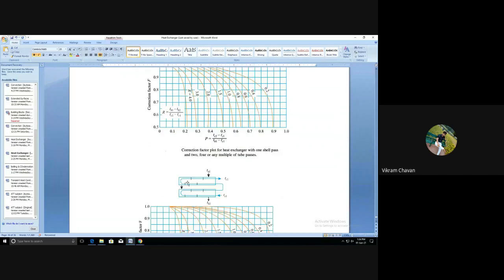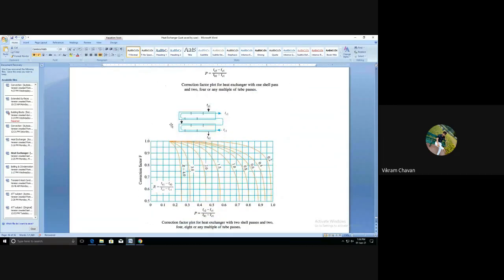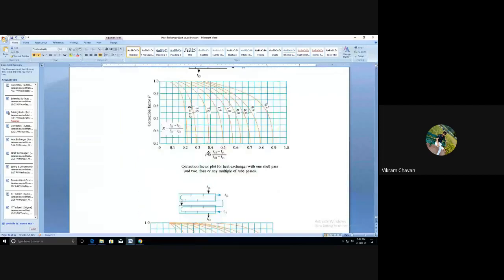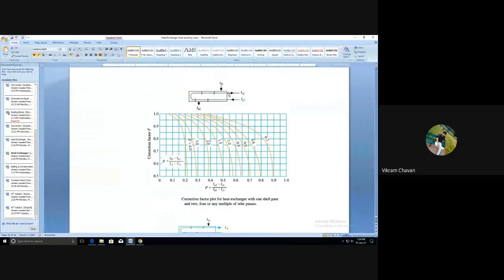This is the graph of the correction factor plot for a heat exchanger with 2 shell passes and 2, 4, 8 or a multiple of tube passes. So what is meant by passes? A single pass means the fluid is flowing in only one direction. In that case we can use the general heat transfer equation, Q is equal to U multiplied by A multiplied by theta m.